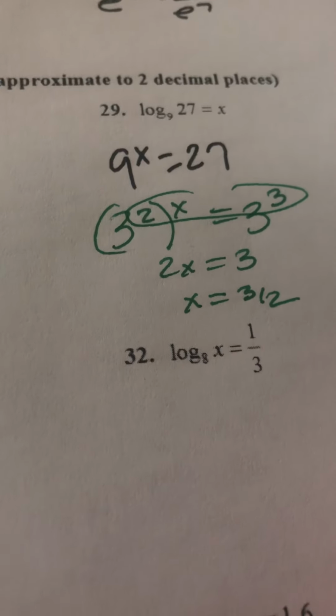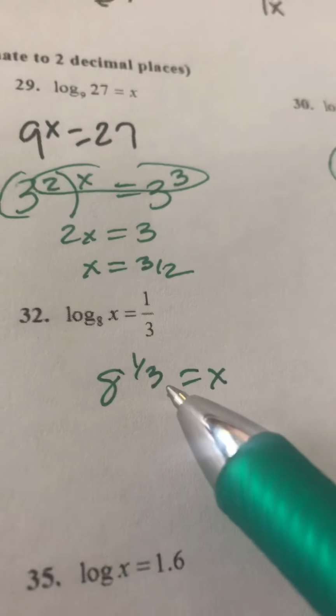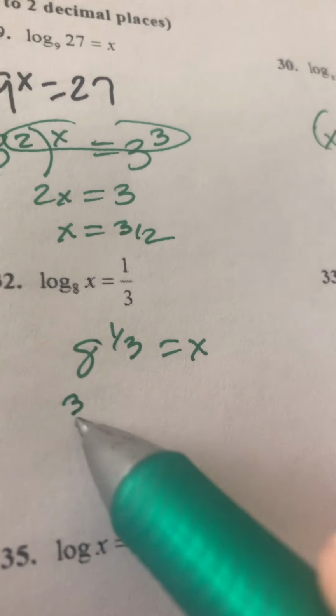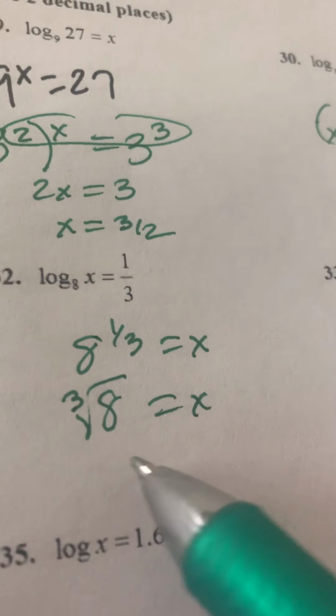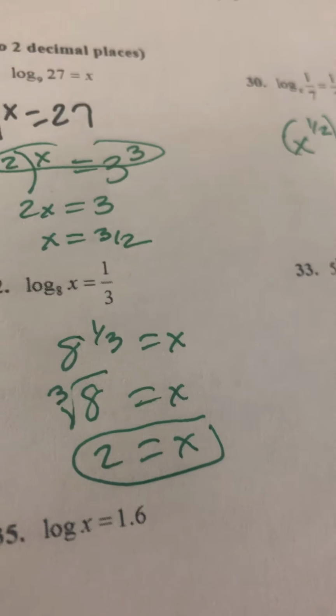So this is 8 to the 1/3 power equals x. So what does the 1/3 power mean? Well, it means the cube root of 8. And so therefore x is 2.